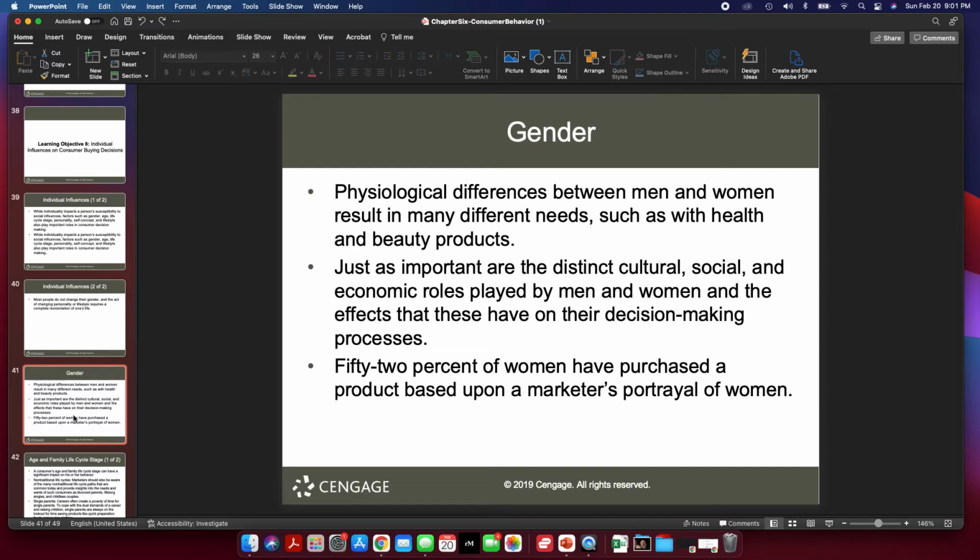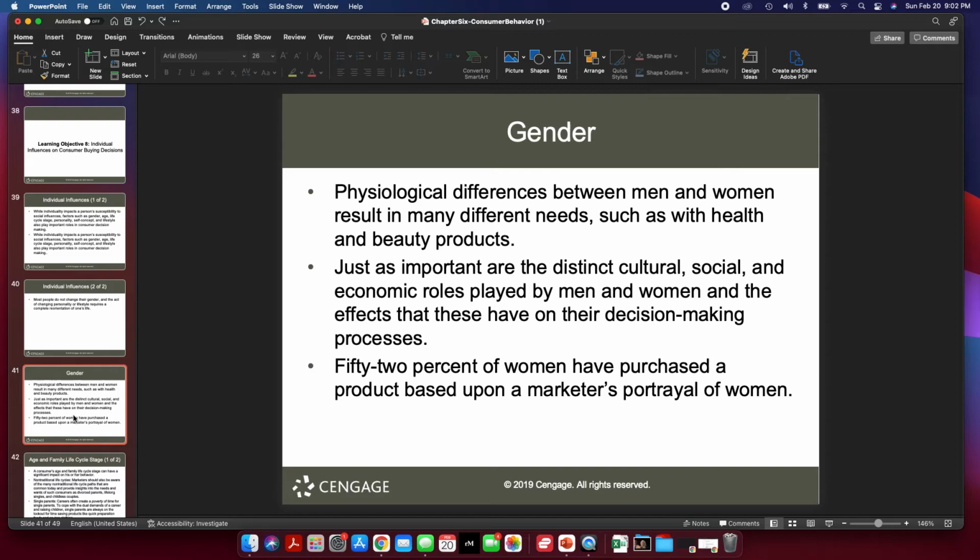Physiological differences between men and women result in many different needs, such as with health and beauty products. Just as important are the distinct cultural, social, and economic roles played by both men and women. 52% of women have purchased products based on a marketer's portrayal of women.